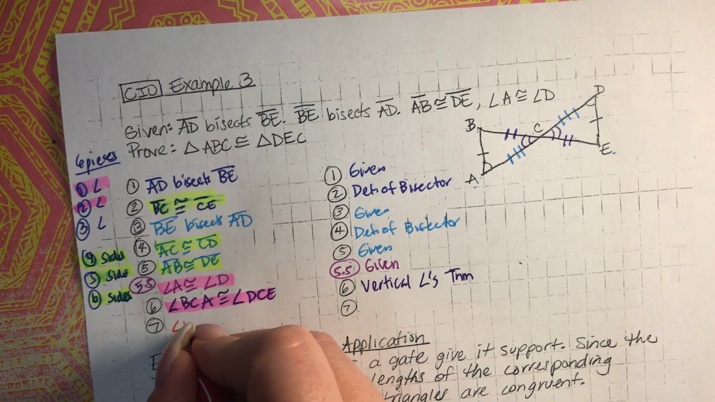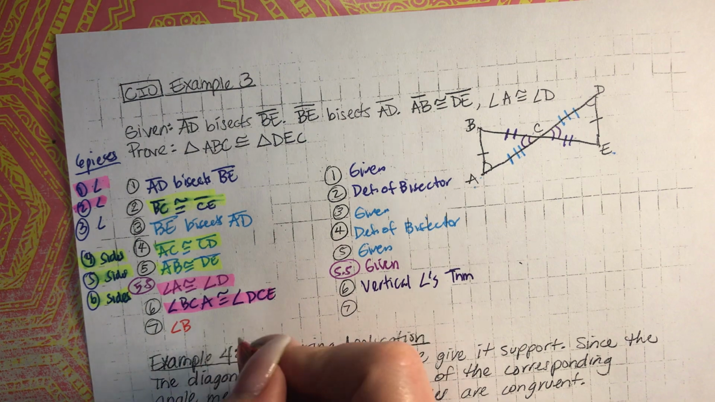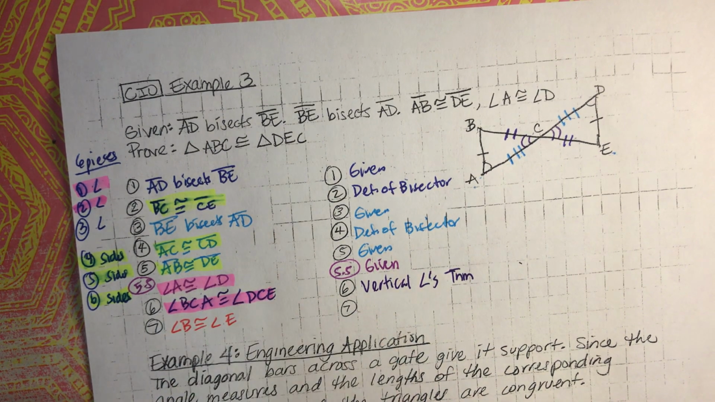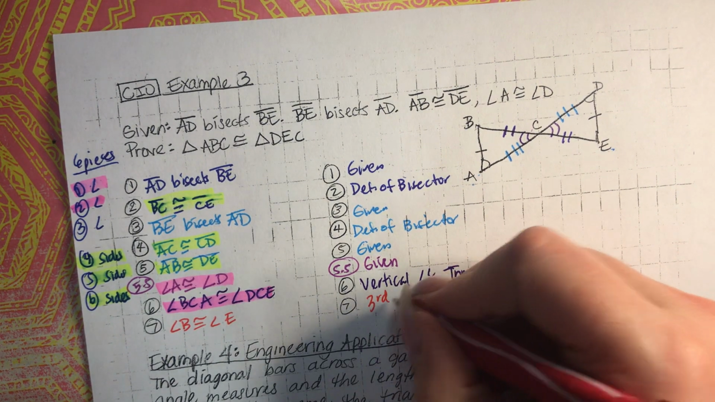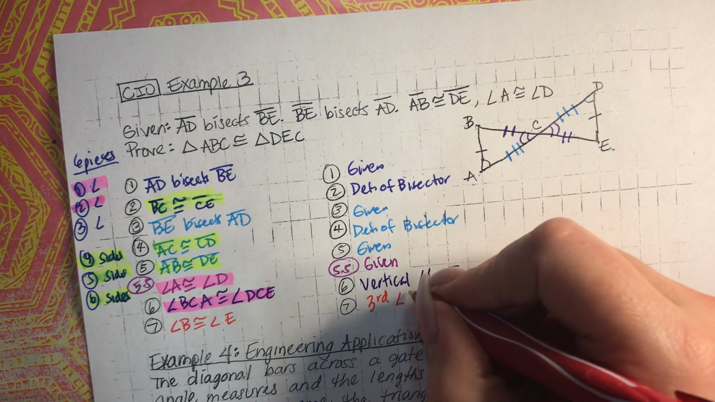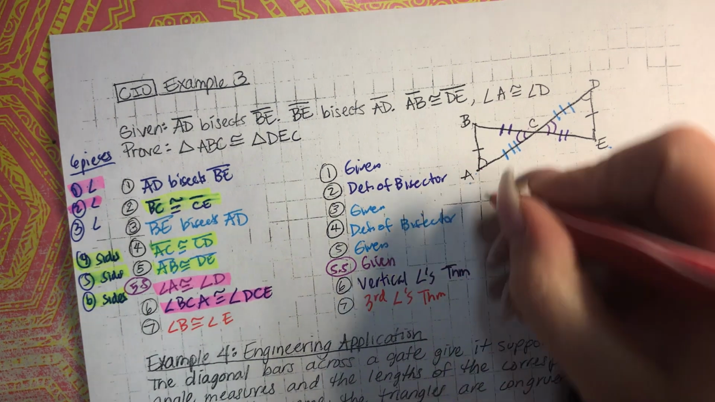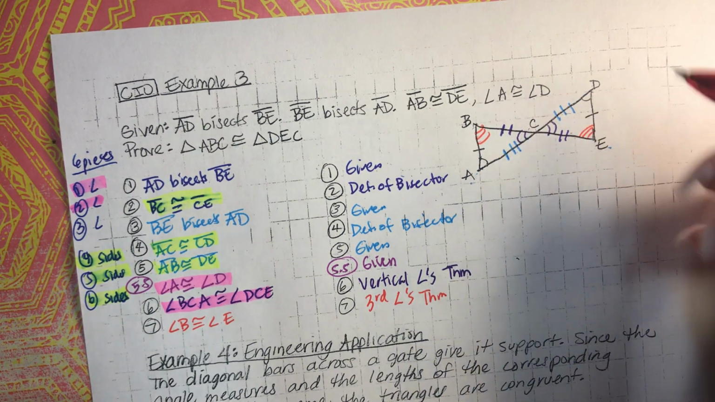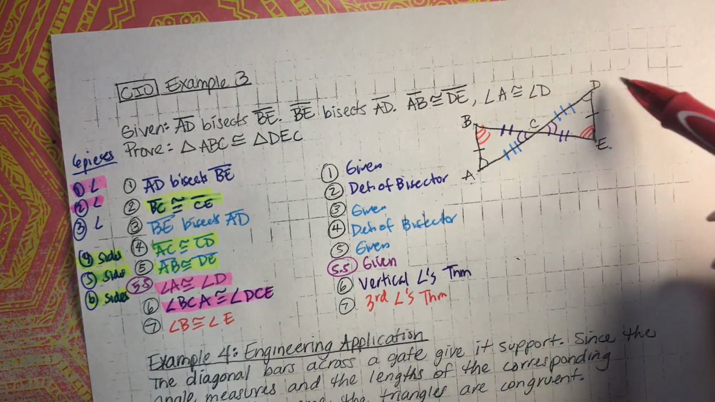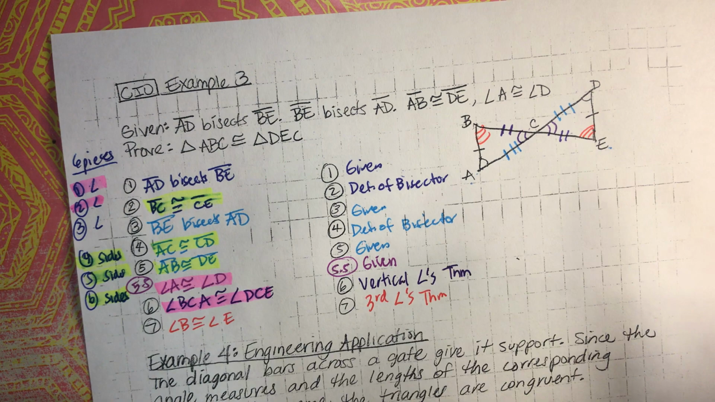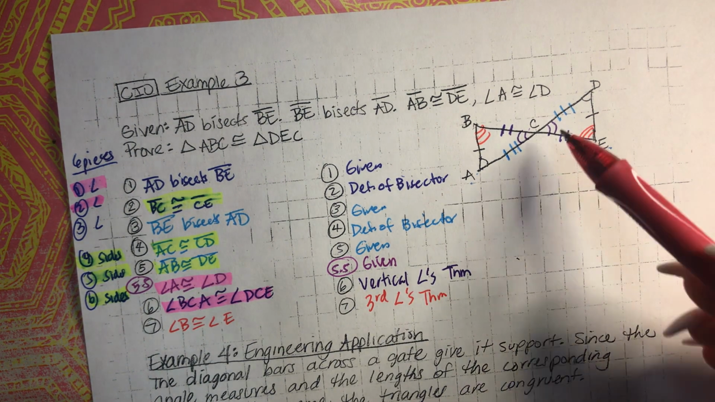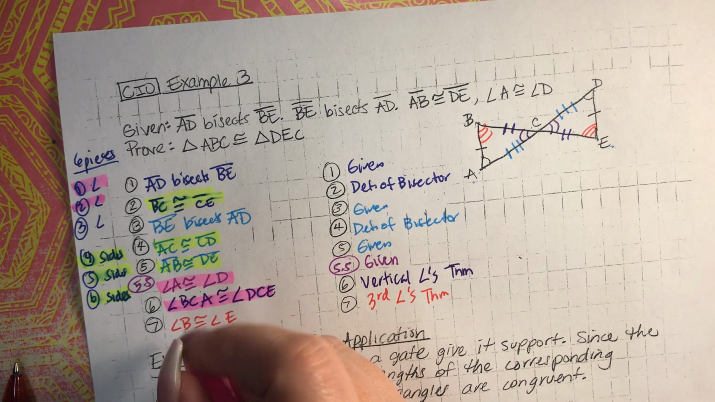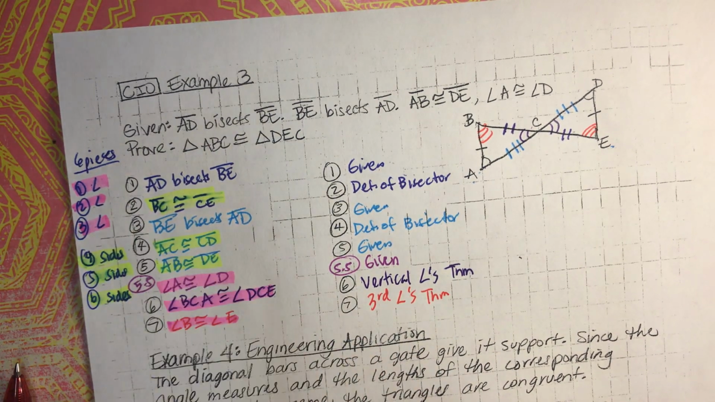If you're thinking in your head, angle B is congruent to angle E because of the third angles theorem, you would be correct. So we know that B and E are congruent to each other because of the third angles theorem. If we have two sets of angles that are congruent, that third angle in the triangle must be congruent too. Therefore, now we have three sets of corresponding sides and three sets of corresponding angles.